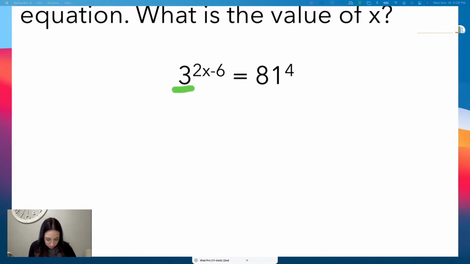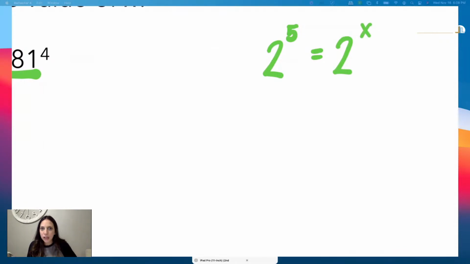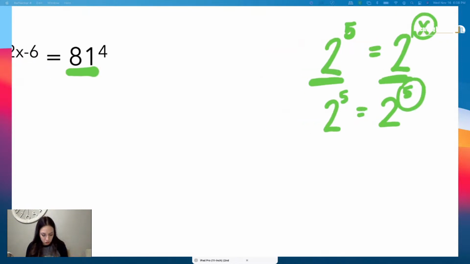So I need to get my bases to be the same, because if I can get my bases to be the same, then my exponents automatically have to equal each other. For instance, if I had 2 to the 5th power equals 2 to the x power, x would equal 5. Because if 2 to the 5th power is over here, then 2 to the 5th power would have to be over here. So x would equal 5. So if my bases are the same, I can set those exponents equal to each other.